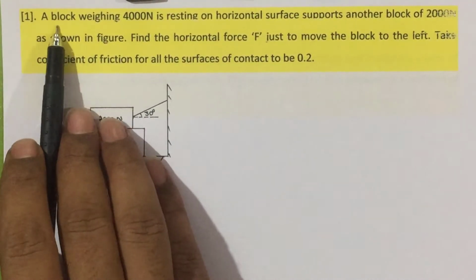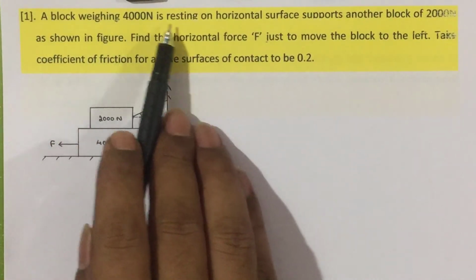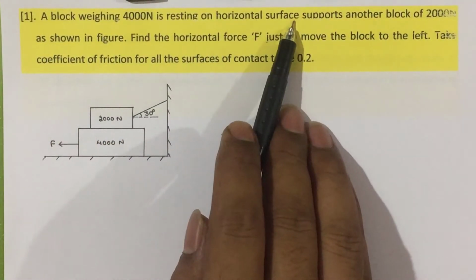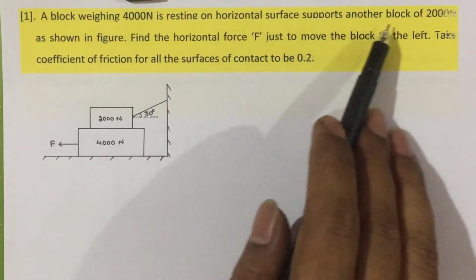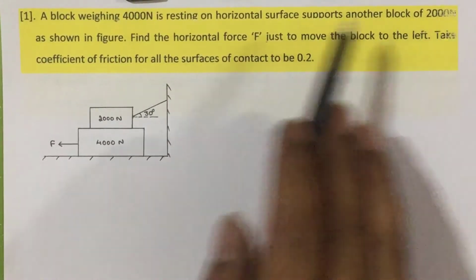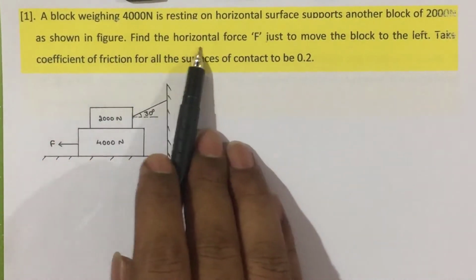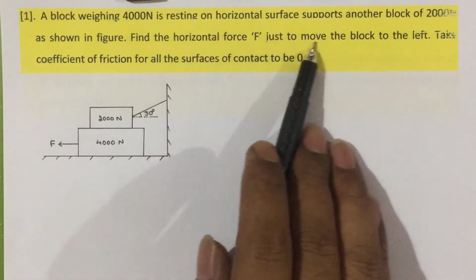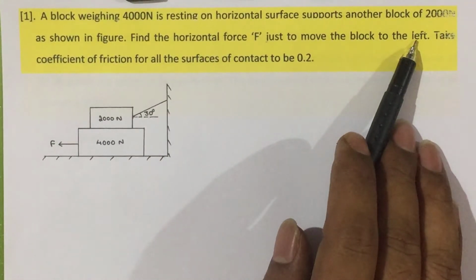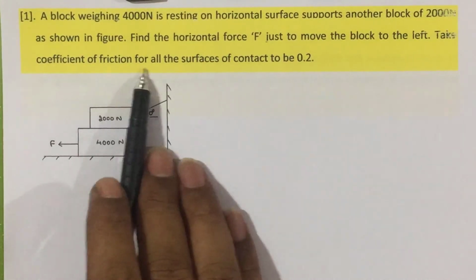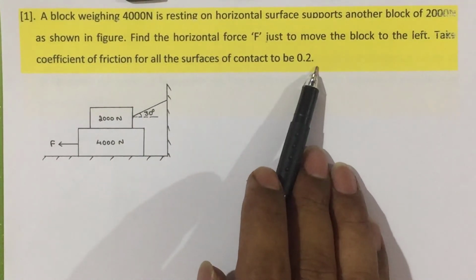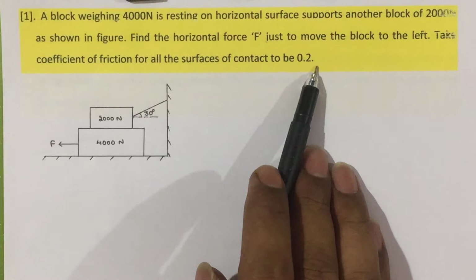Example 1. A block weighing 4000 Newton is resting on a horizontal surface, and supports another block of 2000 Newton as shown in the figure. Find the horizontal force F just to move the block to the left. Take the coefficient of friction for all the surfaces of contact to be 0.2.